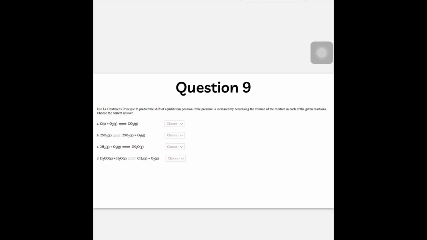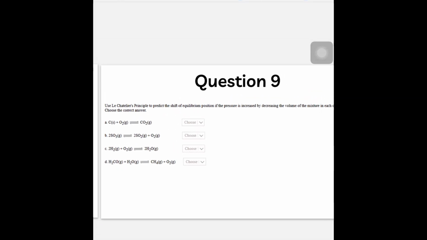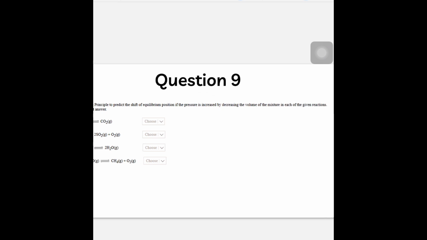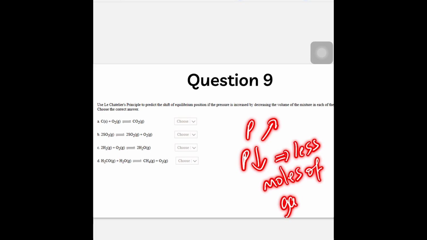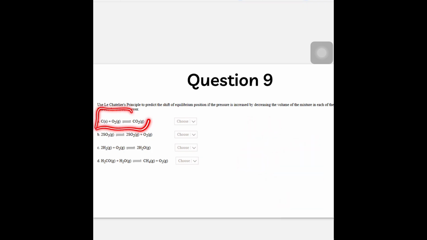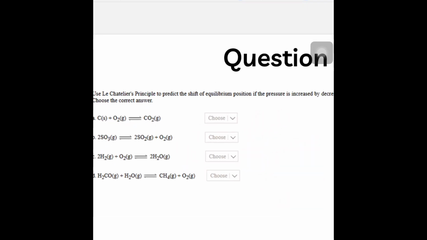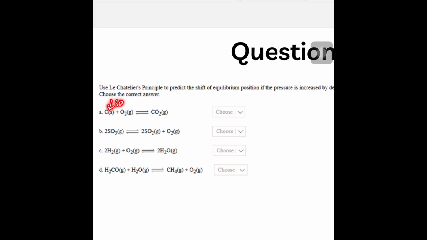Now for question 9, use Le Chatelier to predict the shift of equilibrium position if the pressure is increased by decreasing the volume. So since pressure is increased, the system wants to decrease pressure by going towards the fewer moles of gas. Now the first one, we have carbon plus oxygen gives CO2. First, you need to be aware that carbon is a solid, so we cannot count it as a mole of gas. Here I have 1 mole of gas, and here I have also 1 mole of gas. So since we have the same number of moles of gas, there's going to be no change.